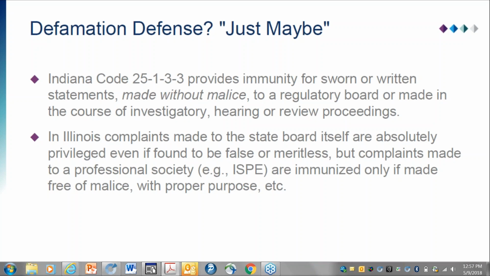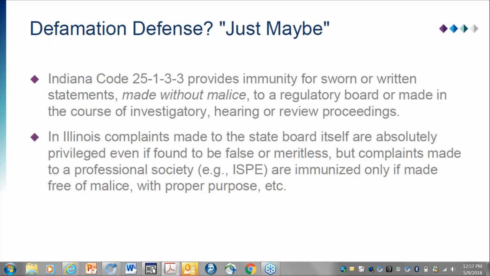So telephone calls, postings on social media, letters, anything outside the investigatory hearing or review proceedings are not protected. So for example, if you make a sworn statement or a written statement to the Illinois Society of Professional Engineers, well, that's the written statement. The telephone call is very dangerous, of course. Right. In fact, it shouldn't even be made. But here's the key thing, though: made without malice.